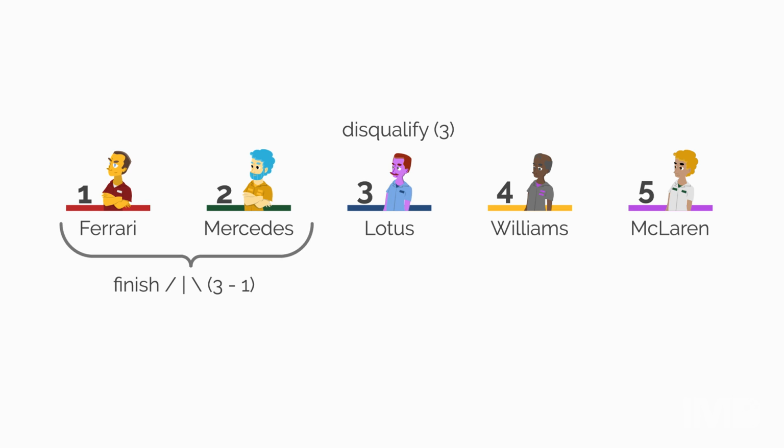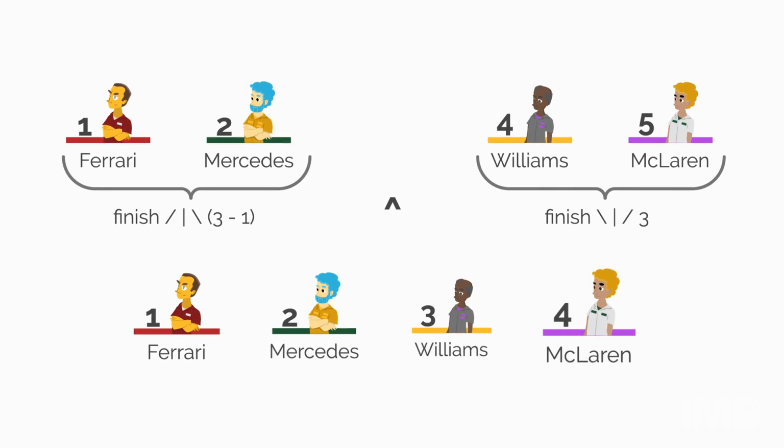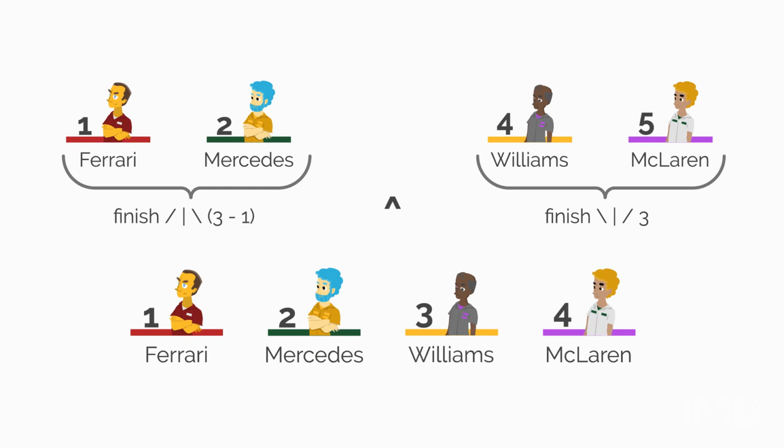So that's the car in position 3. Notice that if we take the first 3 minus 1 cars, we get the Ferrari and the Mercedes. And if we remove the first 3 cars, we have the Williams and the McLaren. So all we want to do now to have the final result is to concatenate these sequences, and then we have the sequence with 4 positions: Ferrari, Mercedes, Williams, and McLaren. And the car in the third place, the Lotus, was removed, therefore disqualified.